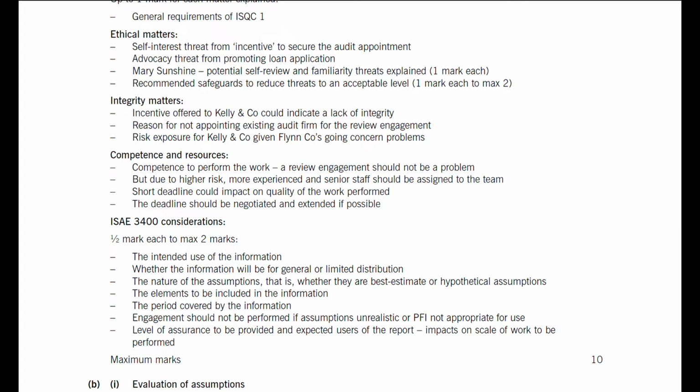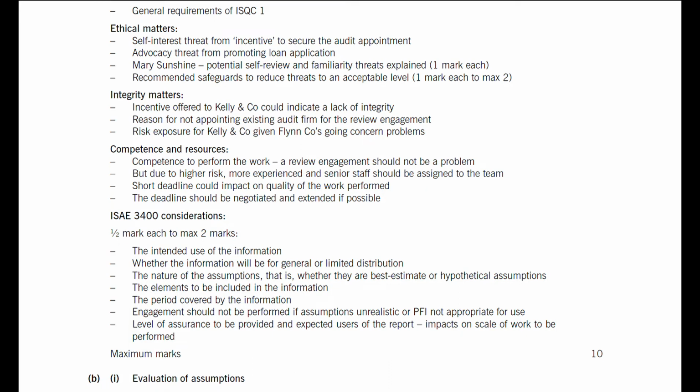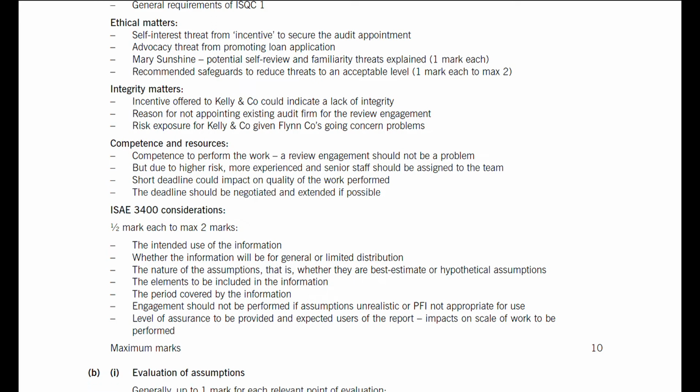Competence and resources. Competence to perform the work. A review engagement should not be a problem, but due to high risk, more experienced and senior staff should be assigned to the team. Short deadline could impact on quality of the work performed. A deadline should be negotiated and extended if possible.